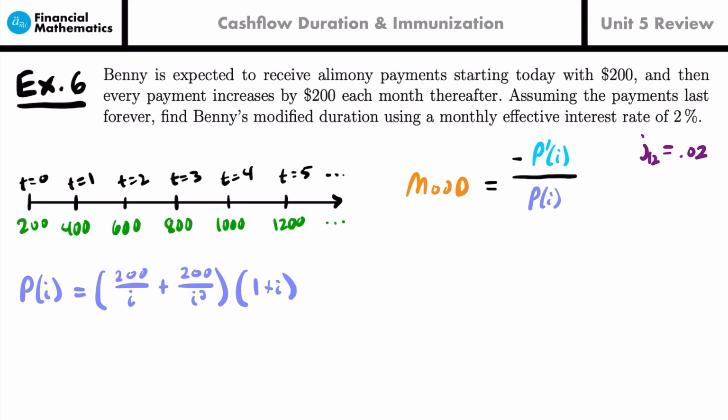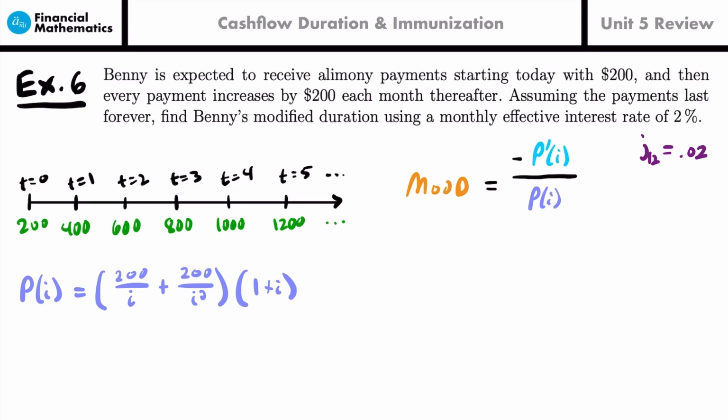That's the interest rate we want to evaluate our price function and its derivative at in order to calculate the modified duration. But in order to do that, we do need to find that first derivative, so we will have to take the derivative of the price function we set up, which at the moment would require the product rule for derivatives. And if you remember how to do the product rule for derivatives, feel free to do that.